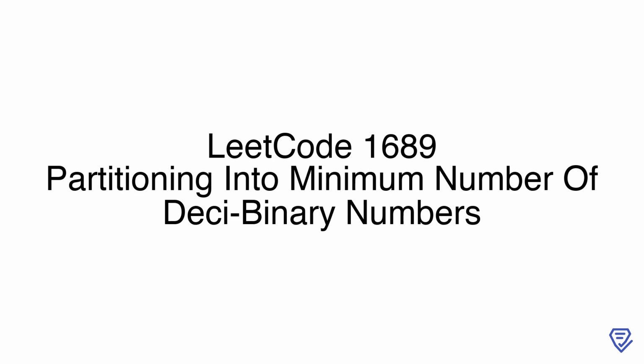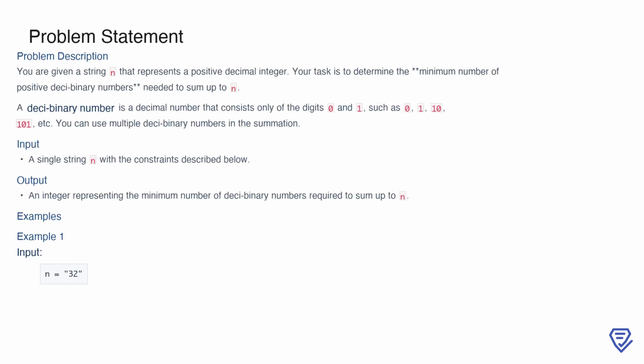Today, we'll be tackling LeetCode problem number 1689, partitioning into minimum number of Deci-Binary numbers. In this session, we'll break down the problem, explore possible approaches, and discuss the optimal solution. Let's get started. In this problem, you're given a string n that represents a positive decimal integer.